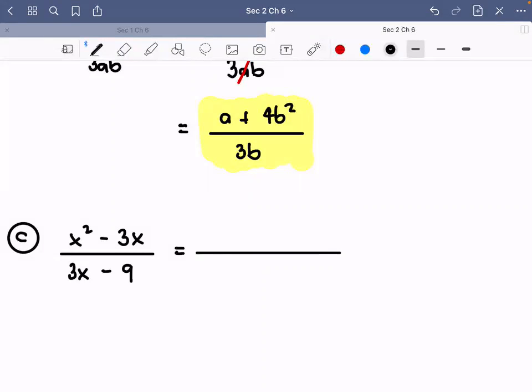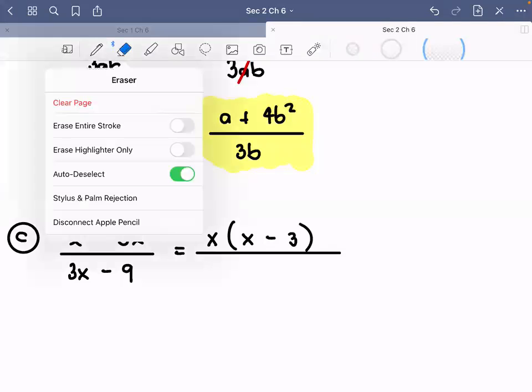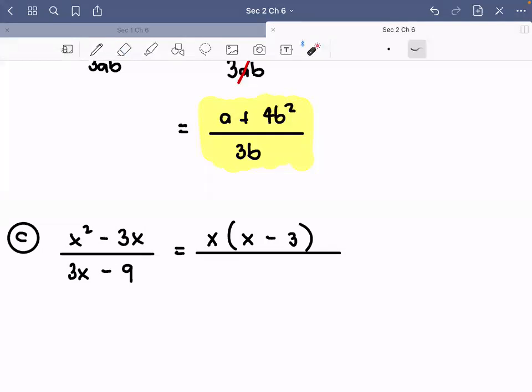Let's factorize our numerator first. What's common between x squared and 3x? That's basically x, right? So it's x times x minus 3. x squared divided by x is x, and negative 3x divided by x is just negative 3.